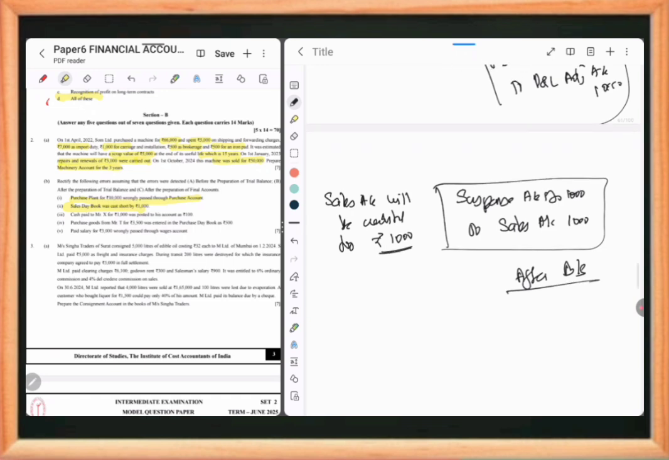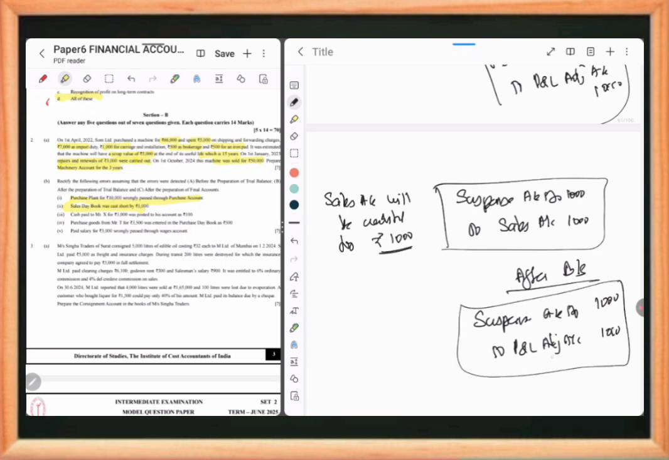The entry will be suspense account debit to P&L adjustment account. So that is the correct answer in the case of after balance sheet, in the case of after trial balance. So that's over. And then third, the cash paid to Mr.